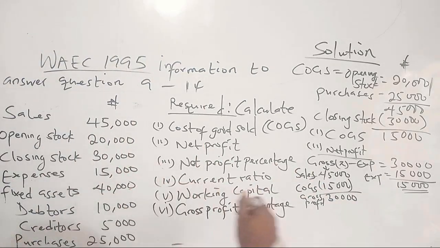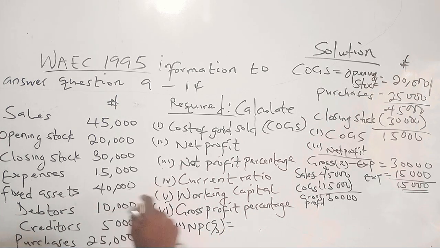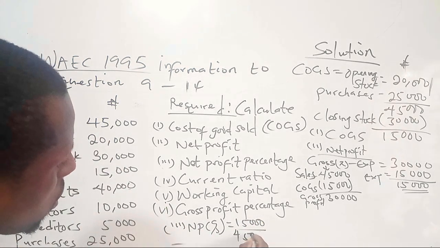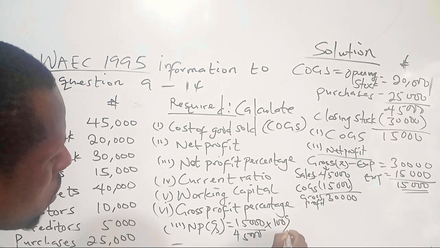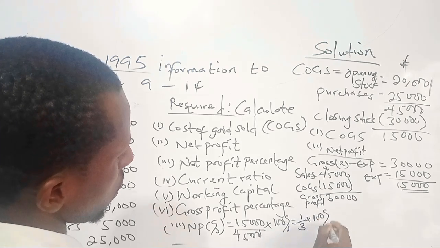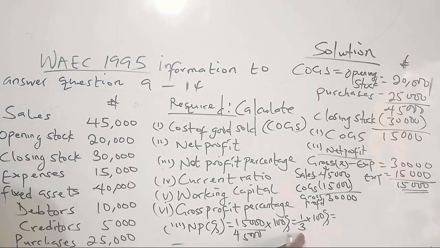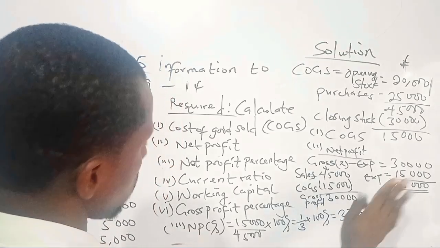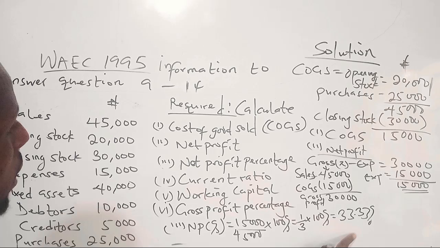The third one is to calculate net profit percentage. How do I do that? I will express my net profit as a ratio of sales, which is 45,000, and multiply it by 100%. When I do this, I have 1/3 times 100%. When you divide 100 by 3, you have 33.33%. When you use a calculator, you get something like this.